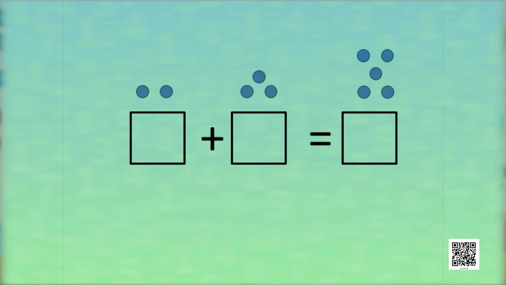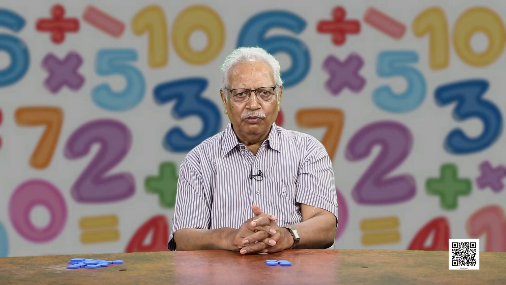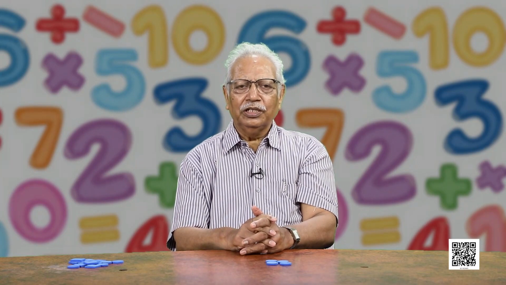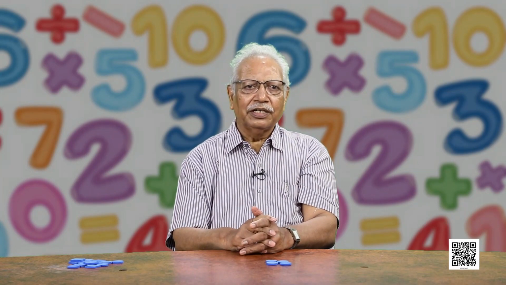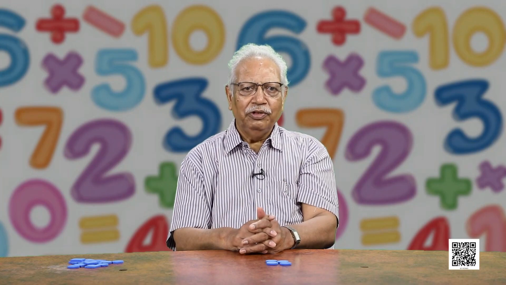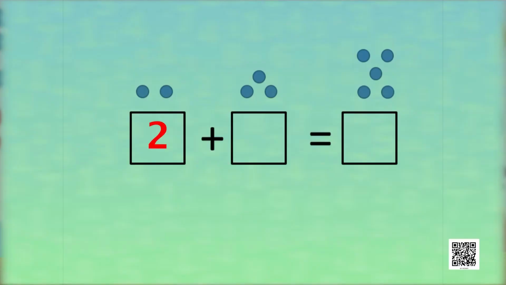Here, how many are these dots? 2 dots and 3 dots are equal to how many dots? You can count forward or you can count them all together and write the answers. So, here we will write 2 dots plus 3 dots are equal to 5 dots.